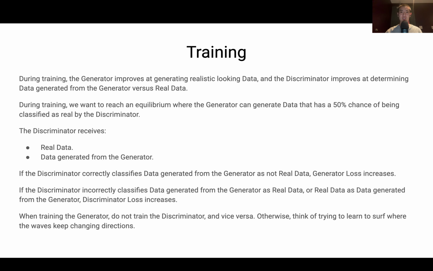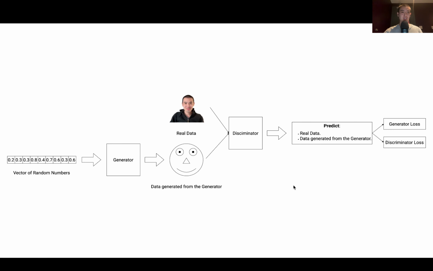So I know this is a wall of text, but let's actually visualize all of this in the next slide. So yes, we have a vector of random numbers, pass it to the generator, and of course, let's assume here in this diagram that our generator has bad weights, so it will not generate a realistic looking image. Then we also have real data, pass it to the discriminator, and the discriminator will try to guess for both of these whether they are real data or data generated from the generator. And depending on the discriminator's prediction, we will either have generator loss or discriminator loss.